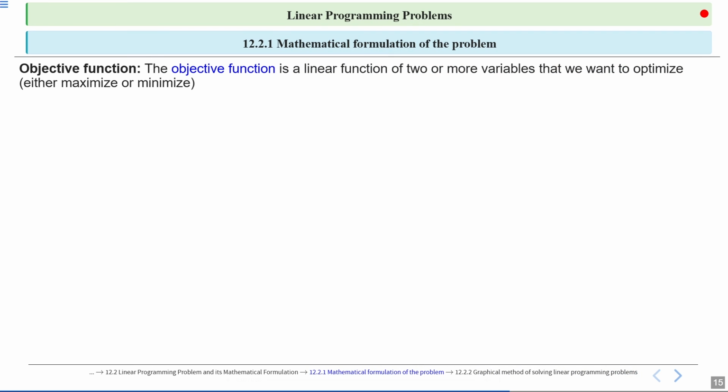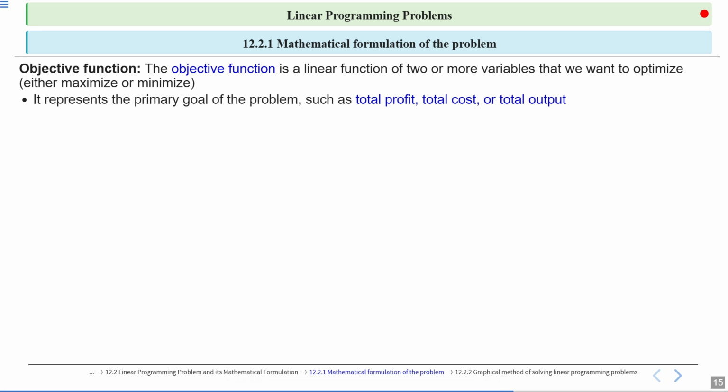Now we will discuss the objective function. So what is an objective function? The objective function is a linear function of two or more variables that we want to optimize, either maximize or minimize. It represents the primary goal of the problem, such as total profit, total cost, or total output.